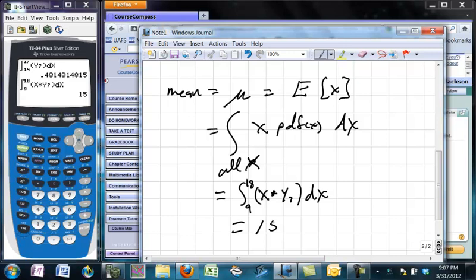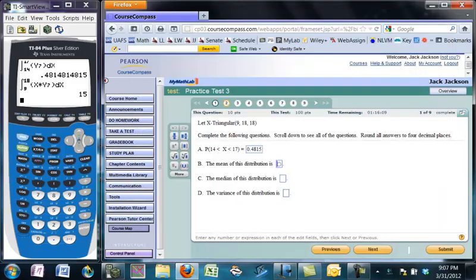So this is 15. In the older system, the newer one's better, but the older one you could write FNINT. It's the same thing, just a different notation. It's times Y7, comma, x, comma, 9, comma, 18. Would be the way it looks. Still give you the same thing. Now that's 15, so let's remember that. We're going to need that in a minute. So that's 15. So now let's go to the variance next.